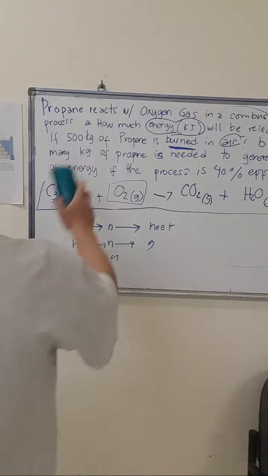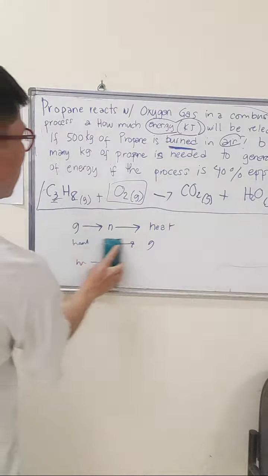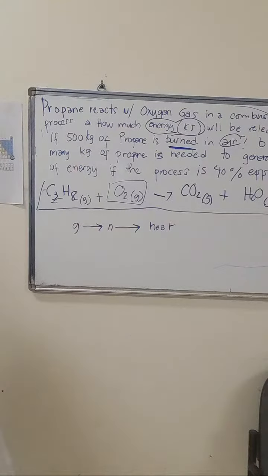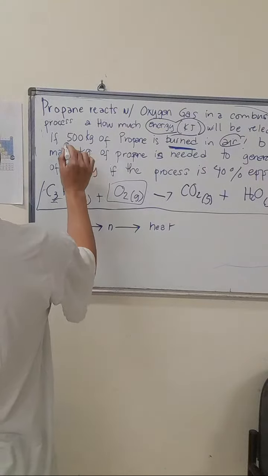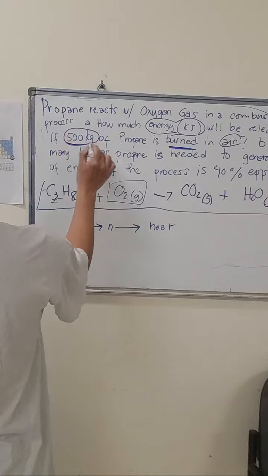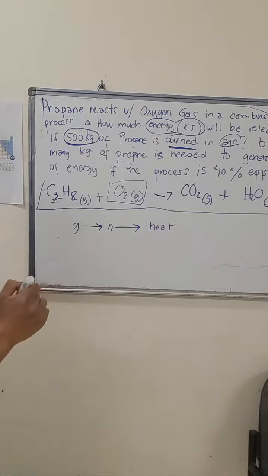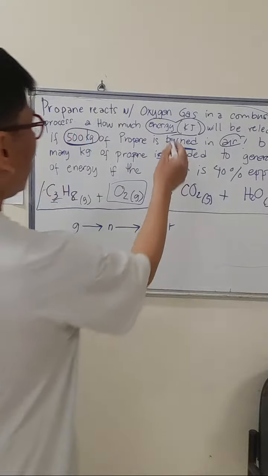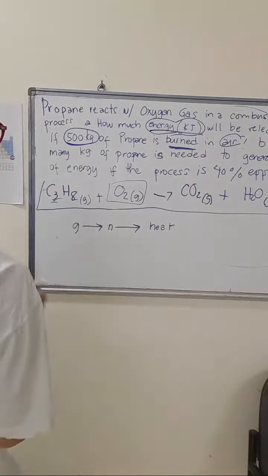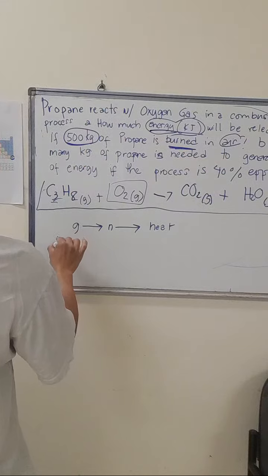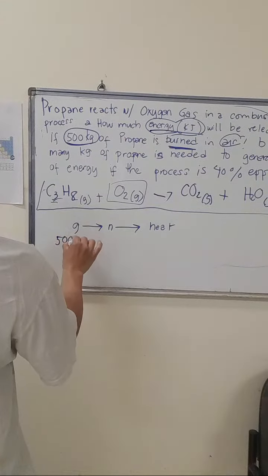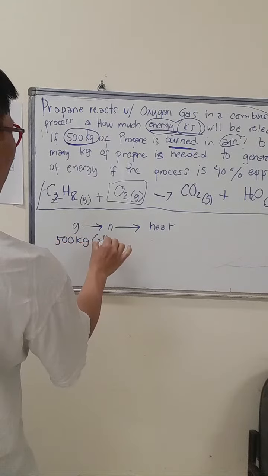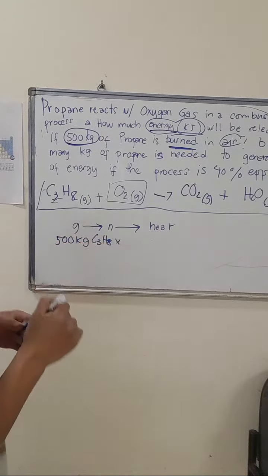So, for the 500 kilograms, we follow this general flow chart. So, it needs to become grams, right? Okay. 500 kilograms. We are using now the dimensional analysis of solving the heat energy in kilojoules. Like that. So, 500 kilograms of propane. So, it is propane, C3H8.